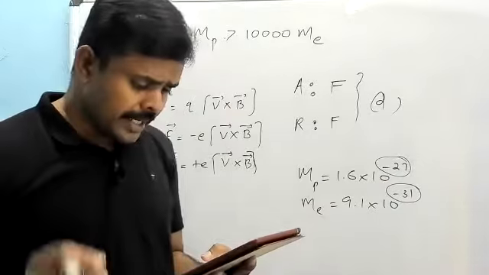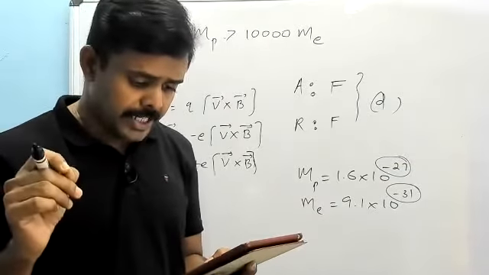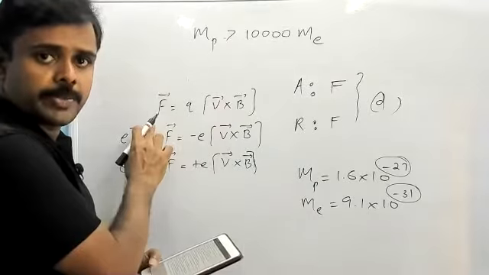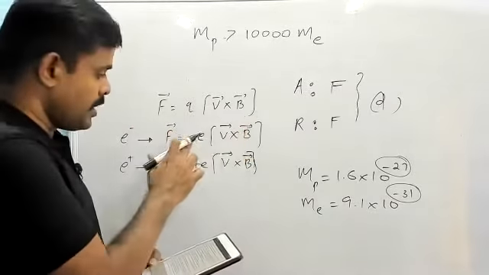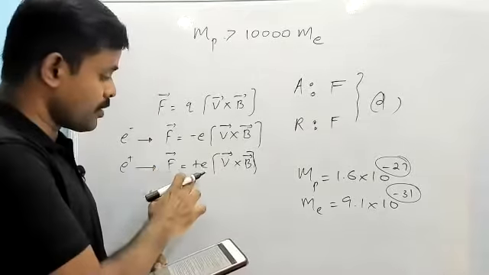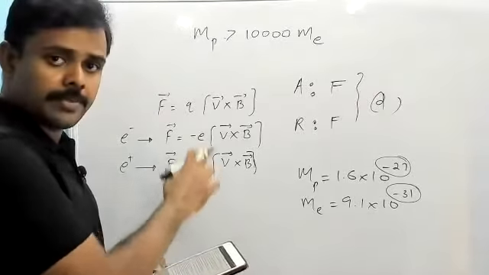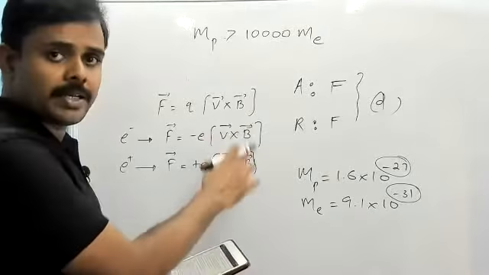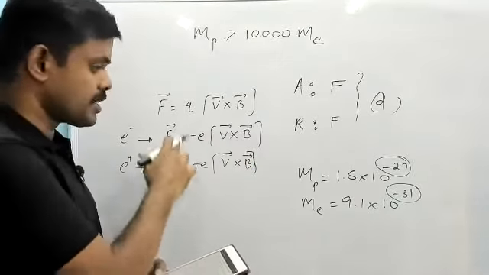Let me repeat that. An electron and a proton enter a magnetic field with equal velocities. What is the force experienced? It is Q into V cross B. For the electron, Q is minus e; for the proton it is plus e. The magnitude of charge is the same, no? Both are entering with the same velocity, and both enter the same magnetic field. So V is the same and B is also the same. So the forces are the same.